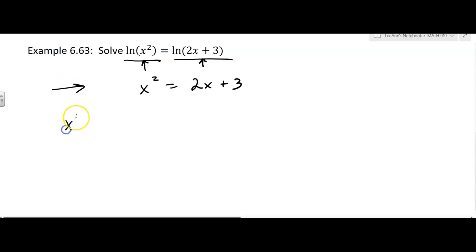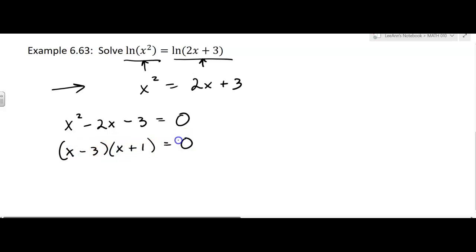So we're going to get everything on one side, set it to 0, and this factors into x minus 3 and x plus 1. And so we get x equals 3 or negative 1. Now, whenever we have a logarithm, we have to check and make sure that it doesn't make the argument negative, okay? So we'll rewrite this.